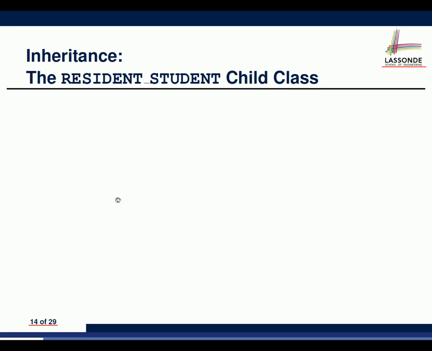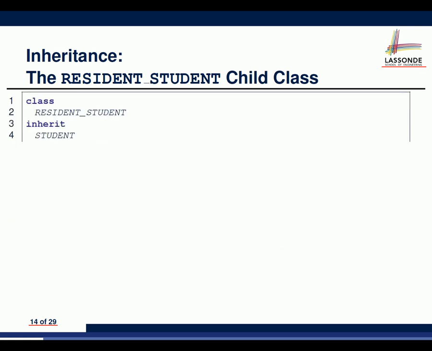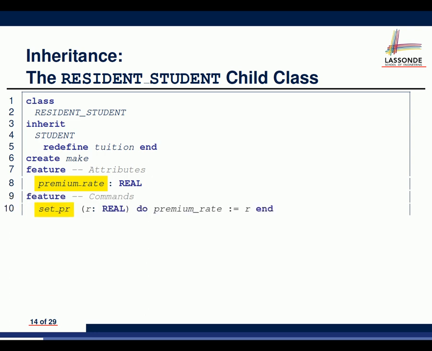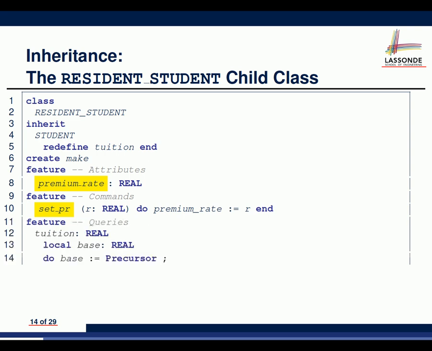Okay? Now let's see how we do inheritance. So you can simply say inherits student. You have seen this a lot. Okay? And then you also gotta redefine the tuition because I'm gonna use the premium rate for resident students. Premium rate is something that's additional for this particular resident student, and also set premium rate. So these are the additional features. And also we got tuition here.